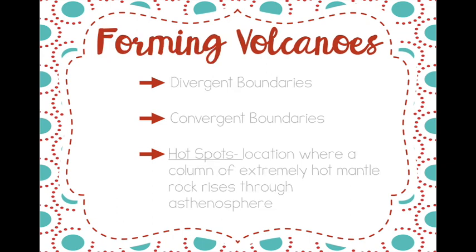Where do volcanoes form? They form at divergent boundaries, at convergent boundaries, or at hotspots. Now, hotspots are locations where a column of extremely hot mantle rock rises through the asthenosphere. So volcanoes can form at any of those places.